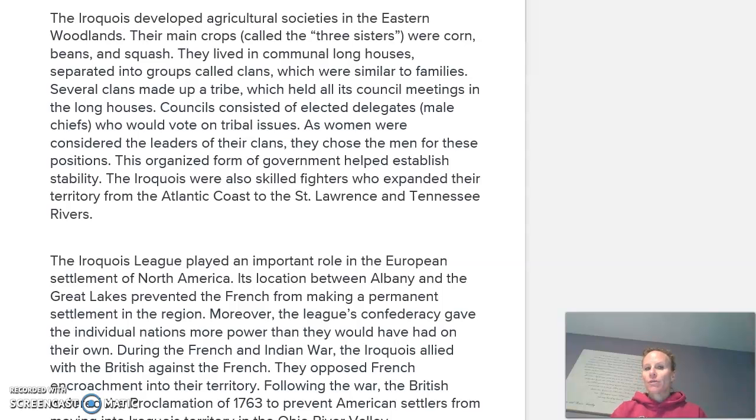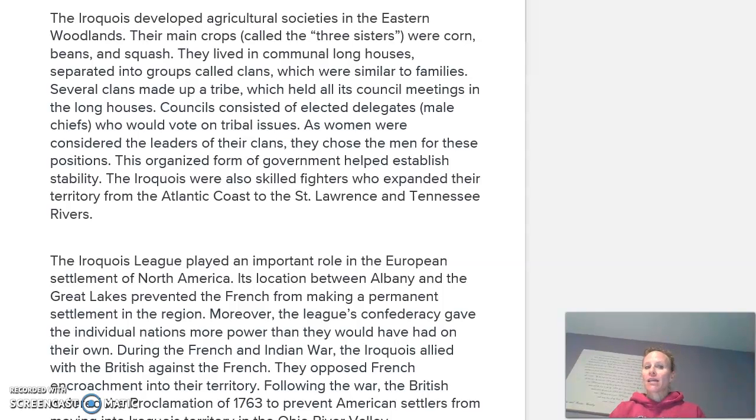Okay, so they were an agricultural society, which means they were a farming society. And they grew corn, beans, and squash. They lived in communal or group houses. They were long houses separated into clans, which are kind of similar to our families today. But it would be like me living with my brother and his family. We would be like a clan of people, not just my immediate family. It could be like extended family. So the clans made up the tribes, okay?